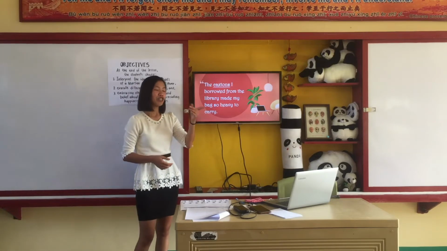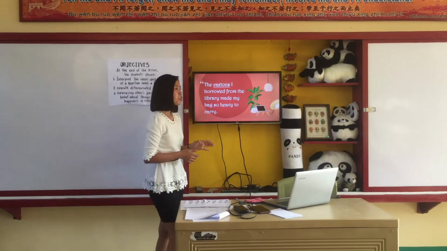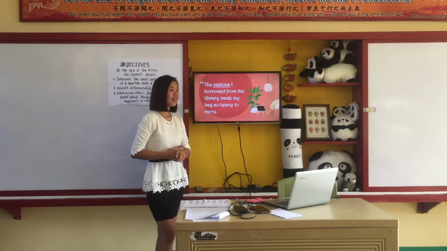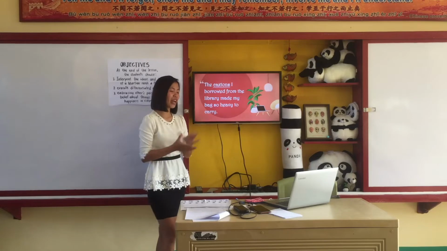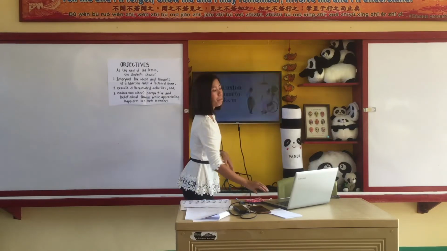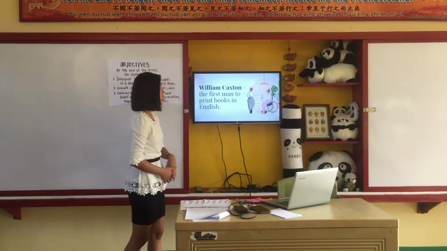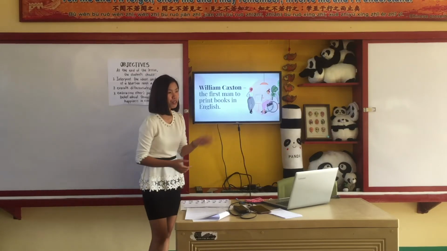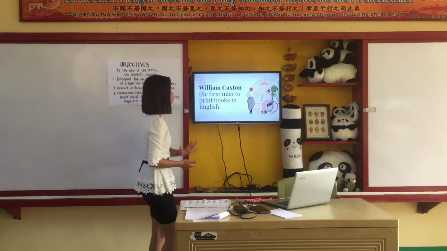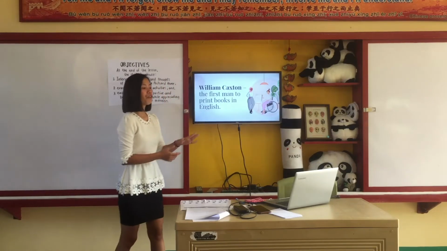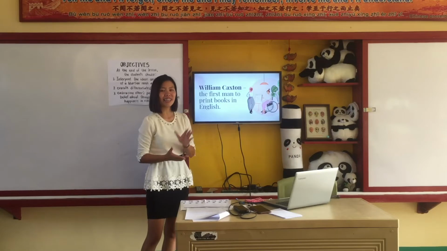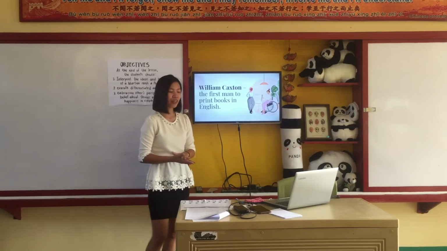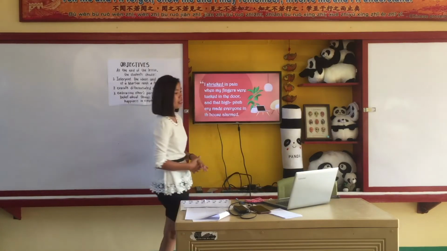Okay, Jaggy, can you tell us what is the meaning of the underlined word here? Okay, that's right. It is a book. A book written by William Caxton. That's why it was called a Caxton. It was written by William Caxton. William Caxton is the first man to print books in English. Everybody say it again. Caxton. Okay, let us proceed to the next sentence.